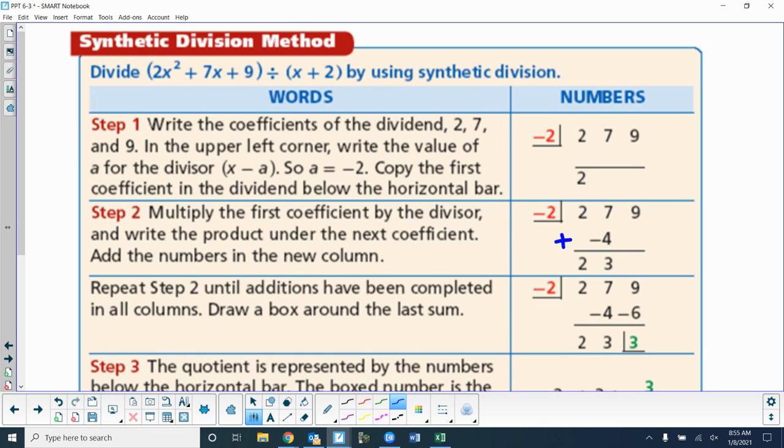So then you just repeat. What's -2 times 3? -6. That's how that came about. Then I add these. 9 plus a -6 is positive 3. This last number is the remainder.